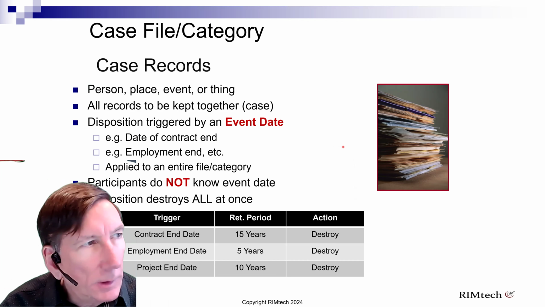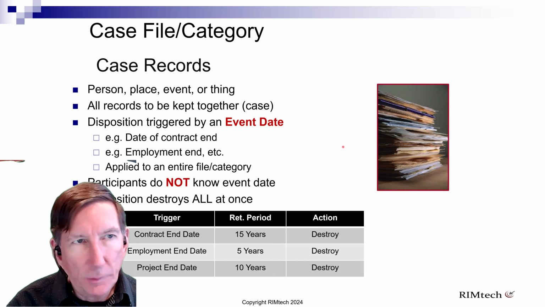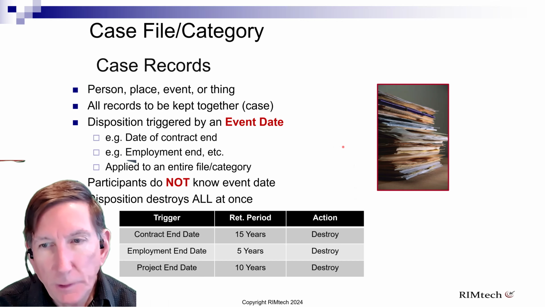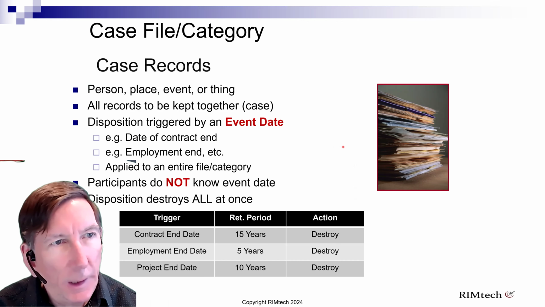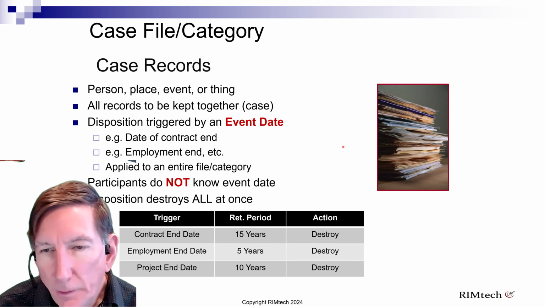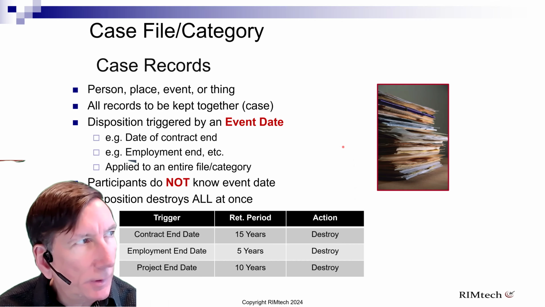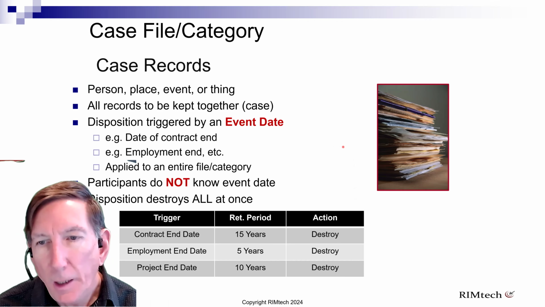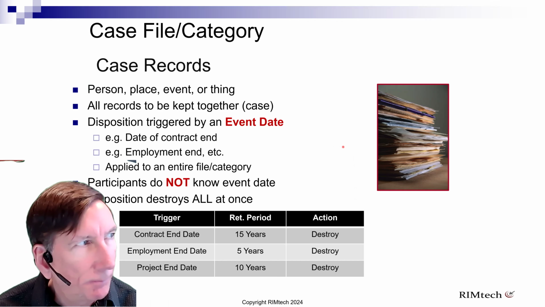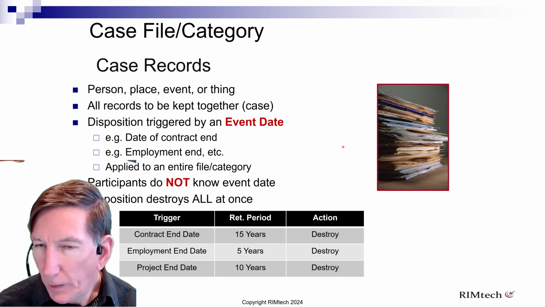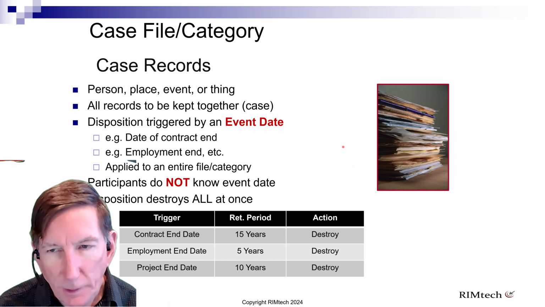So I'll give 3 examples of case records. One is people, employees. Each employee is a case, and they all terminate at some point, right? Another example is projects. All projects are an adventure with a different start date and a different end date for each project. And the same goes for contracts. Every contract is different from every other contract, and they have their own start date and end date.